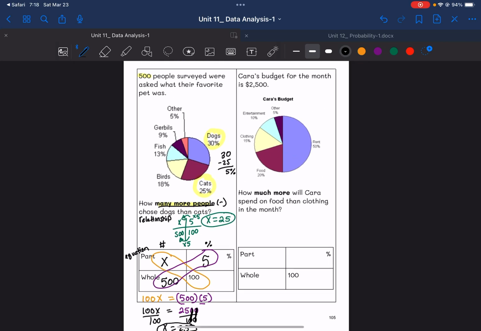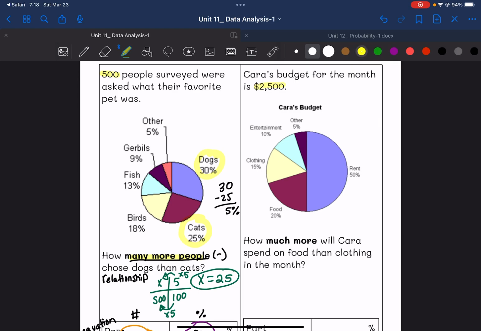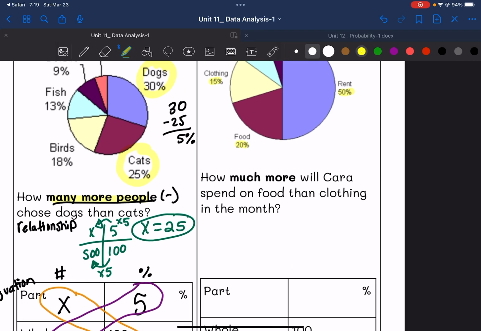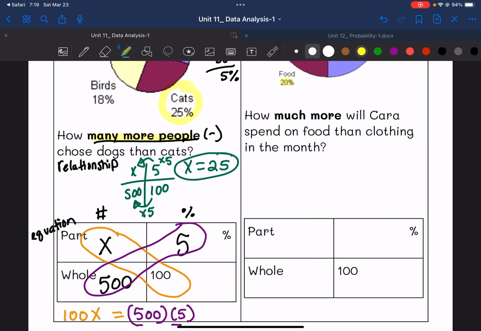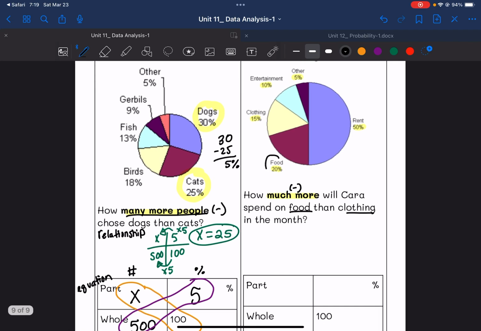Okay, let's go to the next question. Kara's budget for the month is $2,500. Okay, as I can see, we have all of the percents. There's not one missing, so I don't have to solve to find the missing percent. I can go ahead and solve the question. Okay, so how much more? Again, this is another one where we're going to have to subtract. So we're looking at how much more Kara spent on food than she did on clothing in the month. Okay, so we're talking about food and clothing. So that's going to be 20 minus 15, which is going to be 5%.